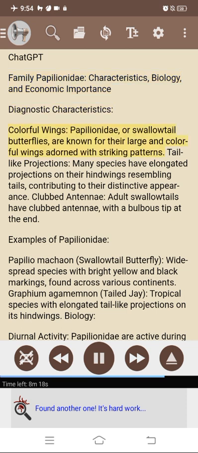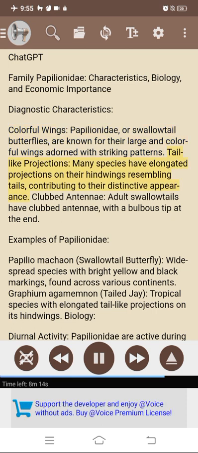Diagnostic characteristics. Colorful wings: Papilionidae, or swallowtail butterflies, are known for their large and colorful wings adorned with striking patterns. Tail-like projections: many species have elongated projections on their wings resembling tails, contributing to their distinctive appearance. Club antennae: adult swallowtails have club antennae, with a bulbous tip at the end.